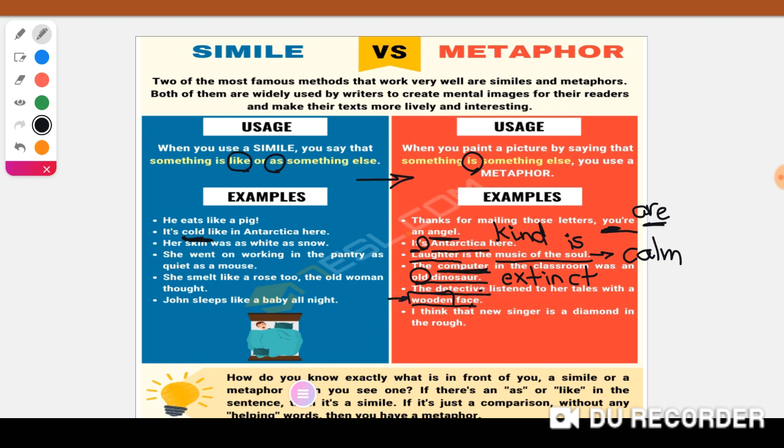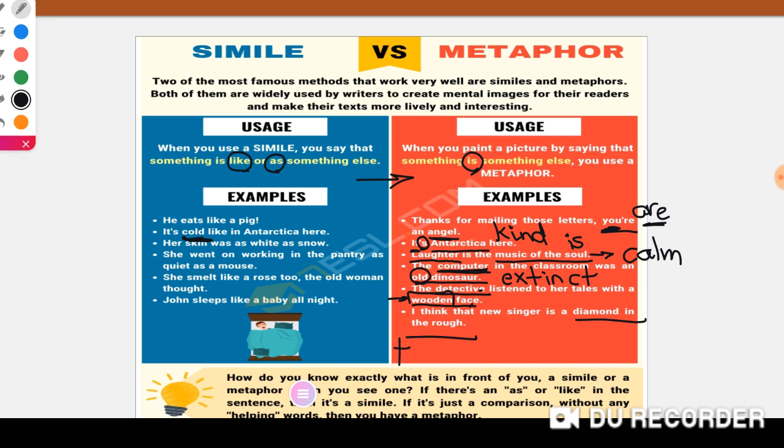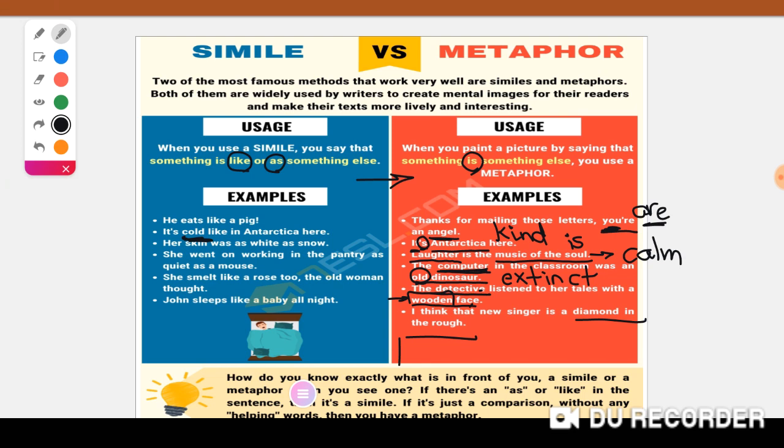I think that new singer is a diamond in the rough. A diamond in the rough is an idiom or expression, and it means that when someone looks worse than they are. So the reality of that person is that he is really kind and a nice person, but they don't look very nice. That's the meaning of diamond in the rough.